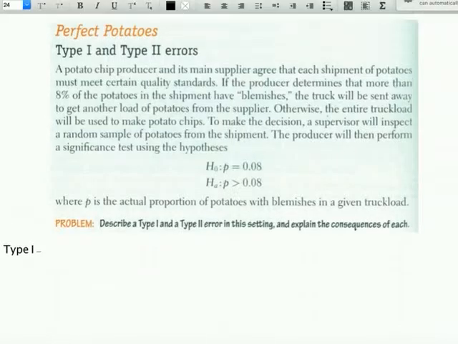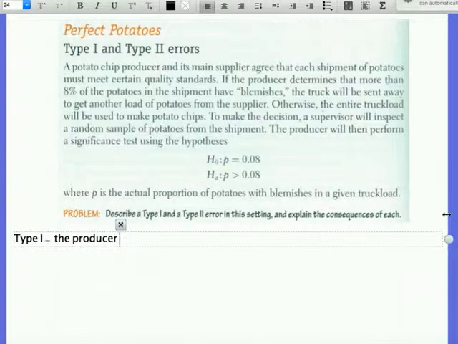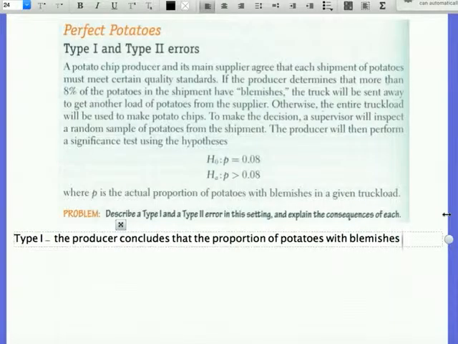So, for type 1, the best way to describe that would be the producer concludes that the proportion of potatoes with blemishes is greater than 0.08. So we rejected the null hypothesis. We said we think it's greater than 0.08.